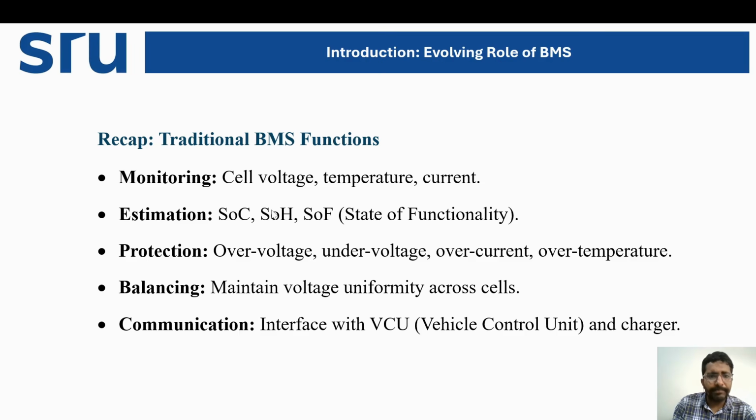So monitoring: cell voltages, temperature, current, these are the crucial parameters that need to be monitored. In state estimation, we are estimating those things which are not measurable. The parameters like state of charge of the battery, state of health of the battery, then state of functionality. It is although related to state of health only: what is the operational status of the battery, how efficiently it is working or not.